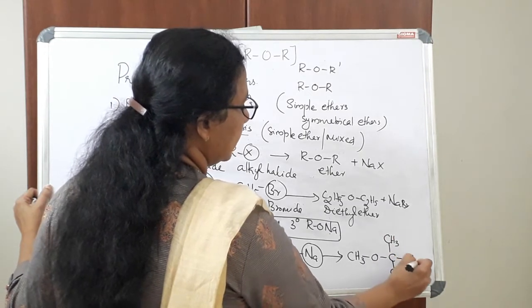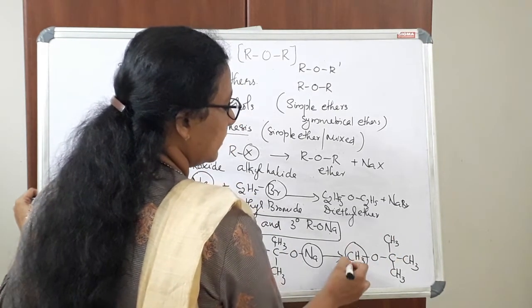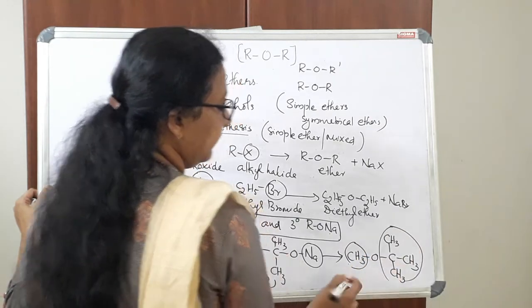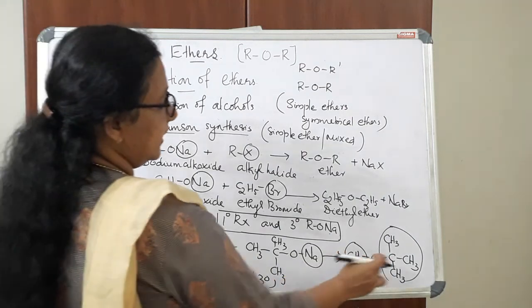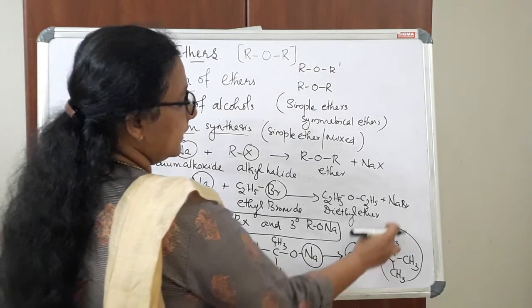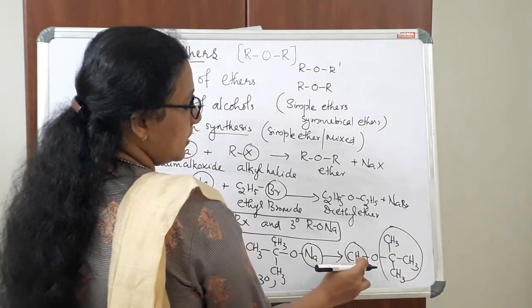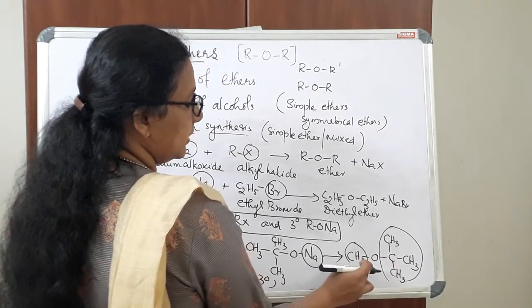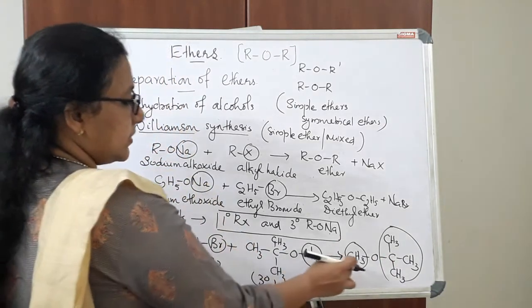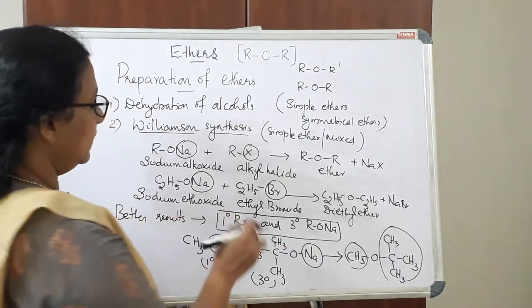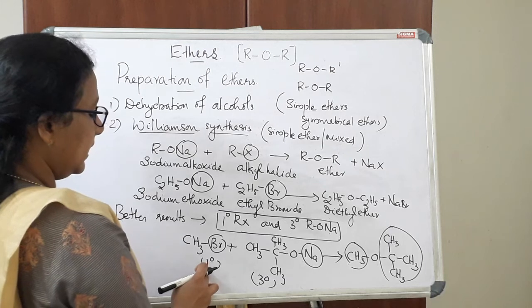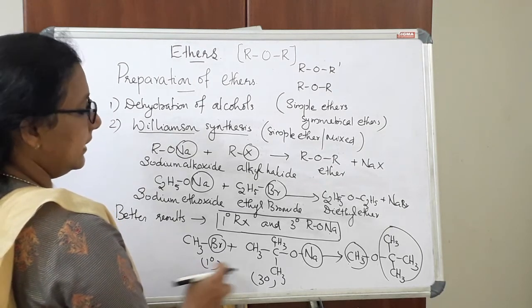So this is actually a mixed ether. This alkyl group and this alkyl group are both different. One is a CH3 group and the other is a tertiary butyl group. So the two alkyl groups are different, so it is a mixed ether. Anyway, this ether will be formed in this case since we are taking a primary alkyl halide and a tertiary alkoxide.